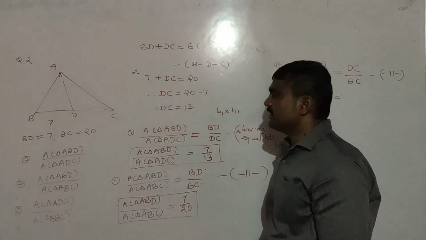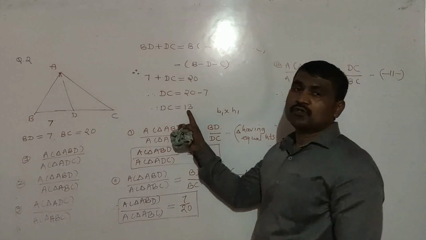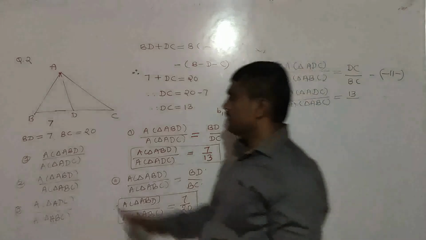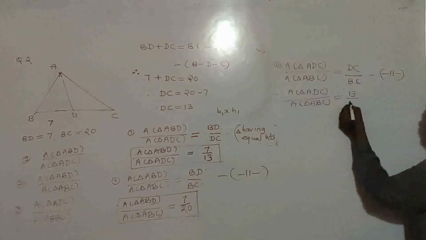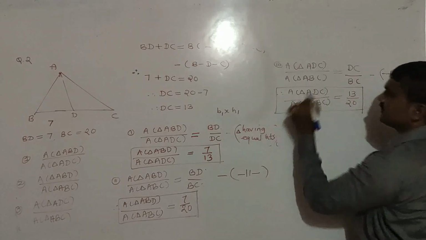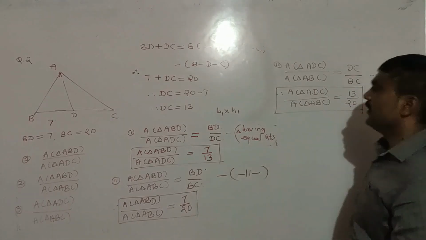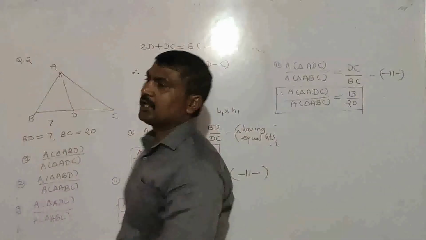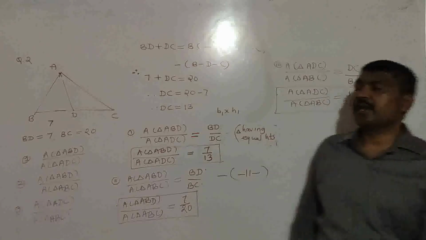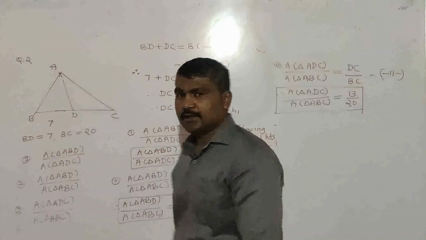Value of DC is, what was the value of DC? DC was 13. And what is BC? BC is 20. So finish. This is the answer. We have completed the second question of the given problem sheet. So in next lecture I will take the remaining problems. Okay, let's stop.